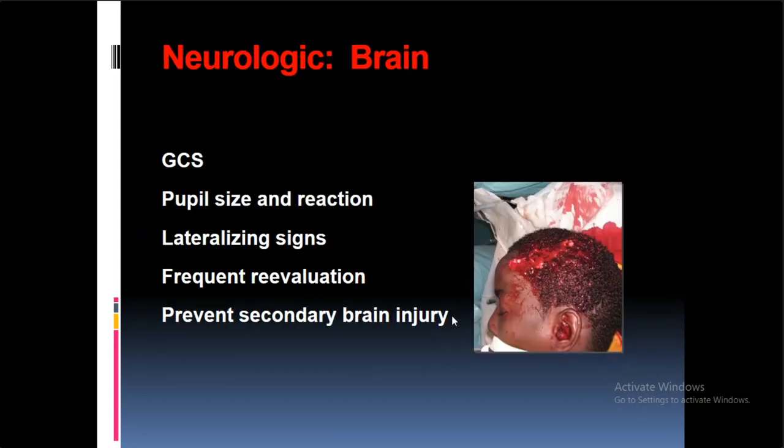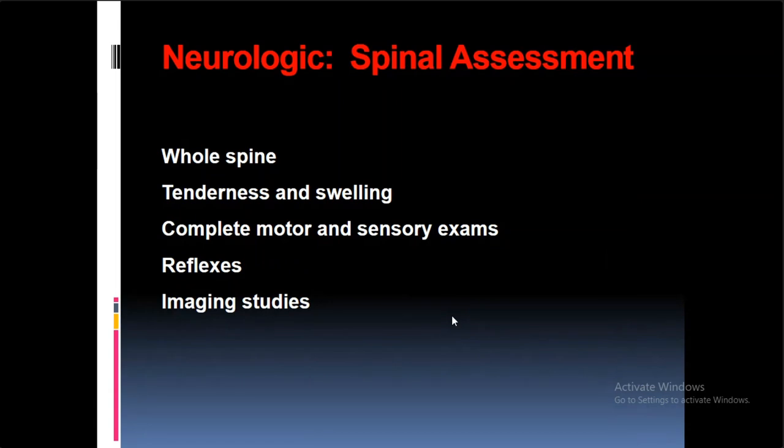In neurologic, I see the brain, the Glasgow Coma Scale, pupillary size and equality on both sides, lateralization signs, decerebrate and decorticate posturing, and frequent re-evaluation is important, and prevention of secondary brain injury. Secondary brain injury comes from hypoxia, hypernatremia, aggressive and inappropriate fluid replacement, brain edema, and sequential brain damage.